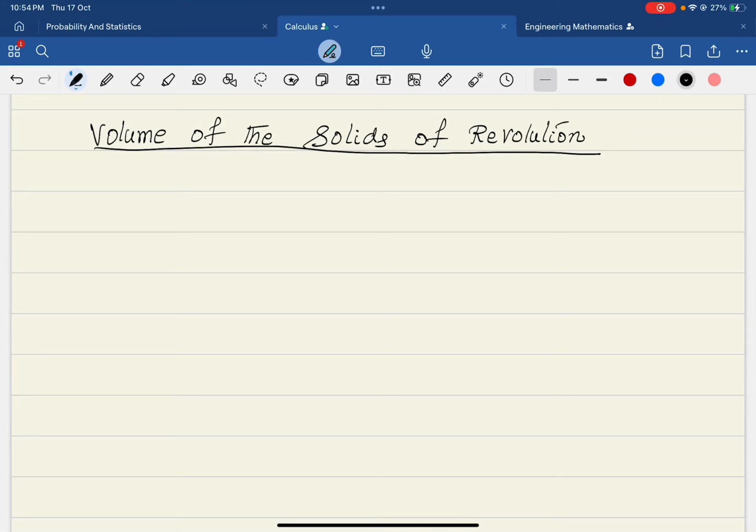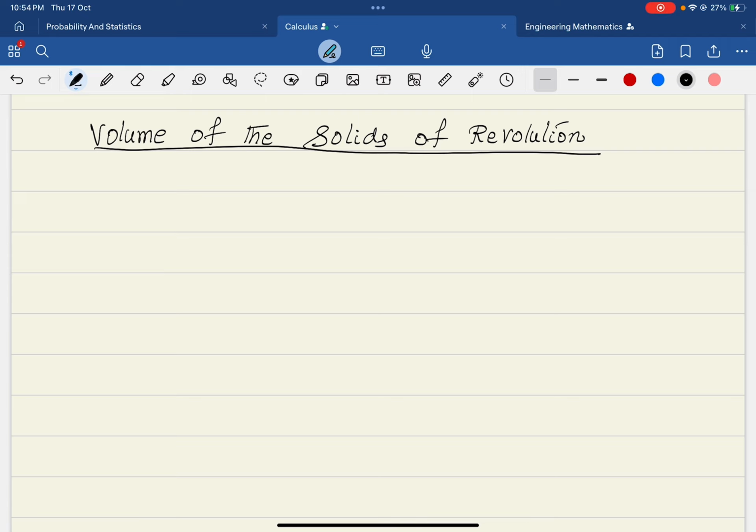In the last couple of classes, we have started the applications of integration. We have done the areas, finding the area between a curve and the x-axis, and also the area in between two curves. So now we are entering into the third application of integration, where the volume is generated when some functions or curves are revolved around an axis.